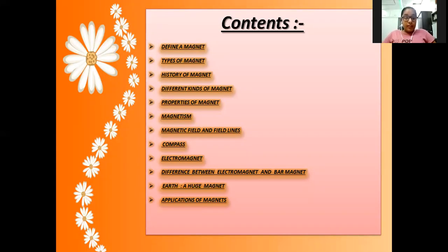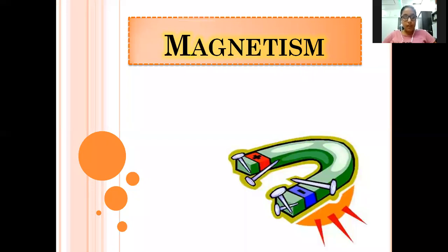So, these are the contents of today's topics which we are going to cover. What are the topics? What is a magnet? Different kinds of magnets, magnetism, properties of magnets, magnetic field and field lines, electromagnet, application of magnets, and some more. Magnetism. So, this is our topic.